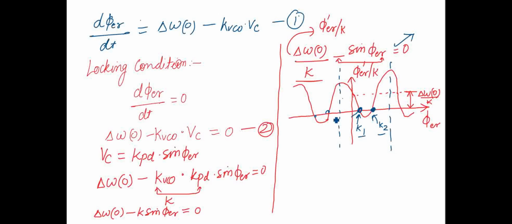So what we can say is φ_error won't be more than 2π to get the solution. In a period of 2π only, you are getting 2 solution points. Now the question comes, which is the stable point? Is this K1 or K2? I'm removing this left side stuff.